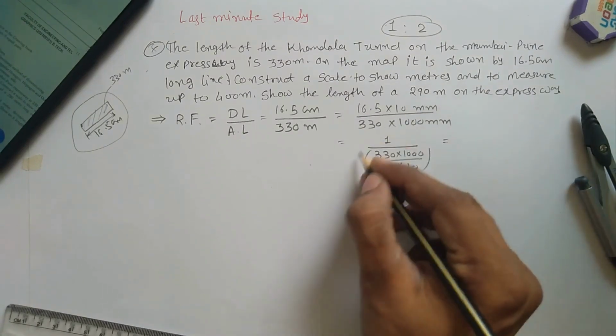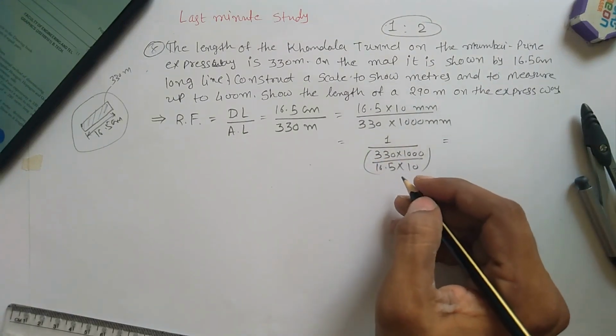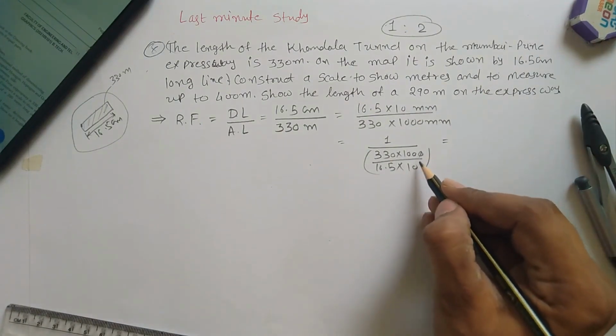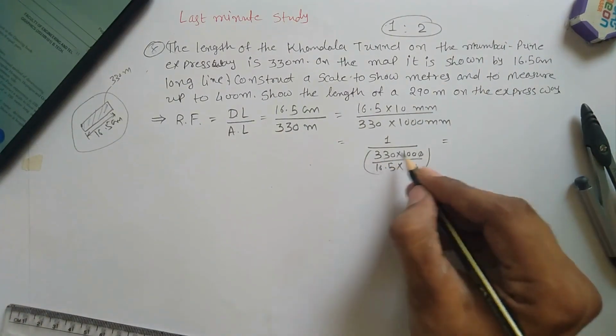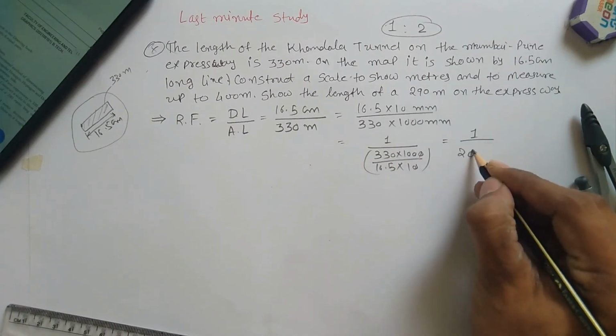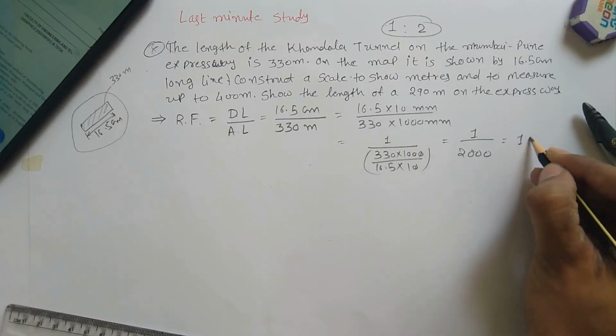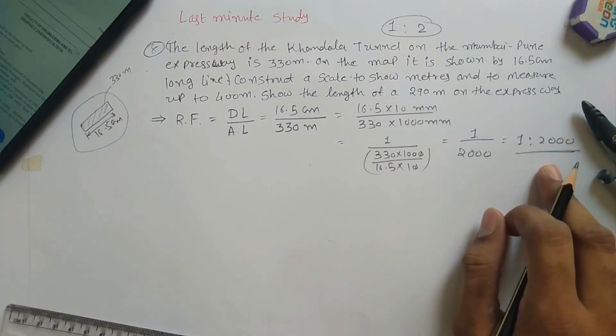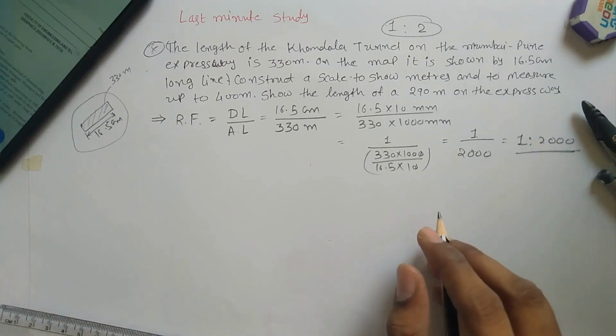So now you can calculate this thing by using a calculator. If you eliminate these zeros and calculate this by using a calculator, you get this answer: 1 by 2000, which is 1 is to 2000. So this is the right way to represent any RF. So our RF is found.